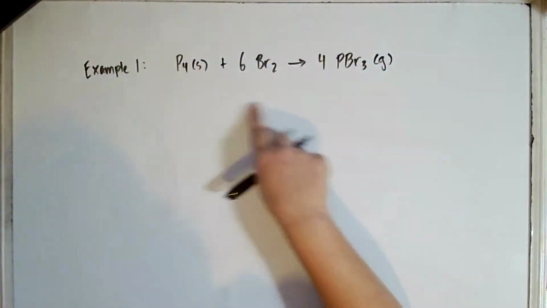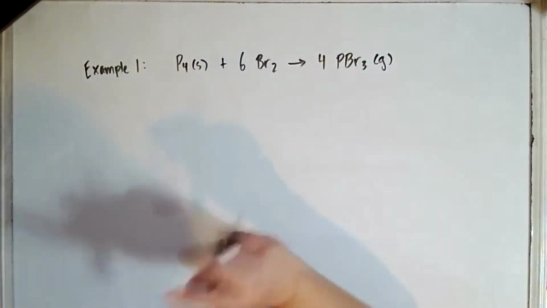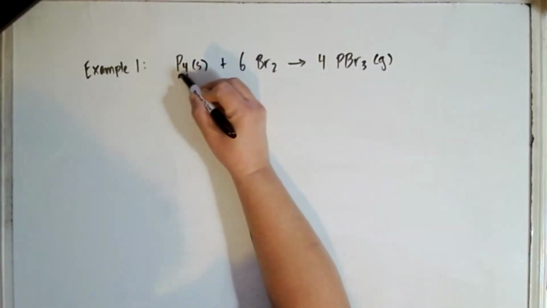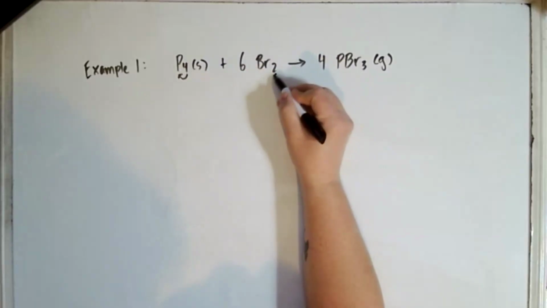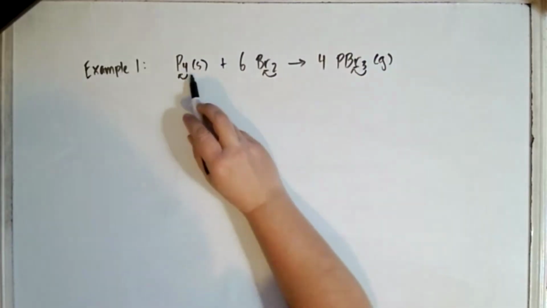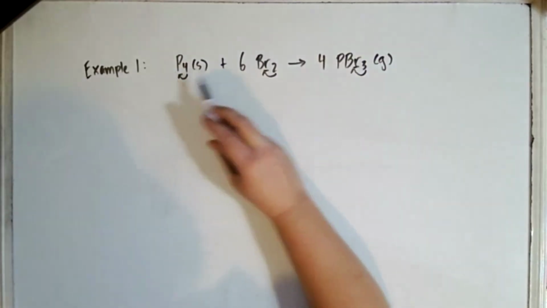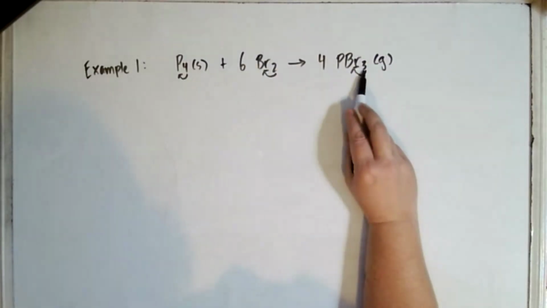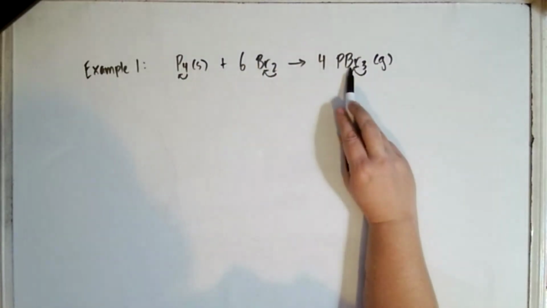Okay, so if this is our reaction, what we want to remember is that whenever we have a subscript, the subscript is going to apply to the thing that it's directly attached to. Okay, so our 4 tells us we have 4 phosphorus here. Our 2 tells us we have 2 bromine atoms. And our 3 tells us we have 3 bromine atoms.